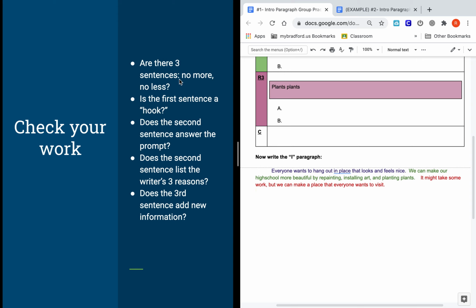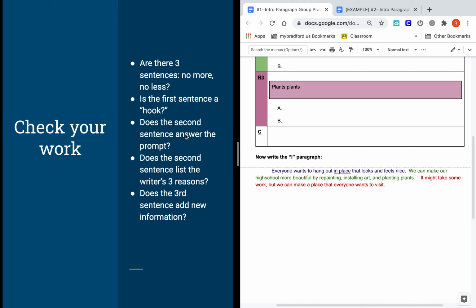So here's some guidelines to make sure we did it right. Are there three sentences? No more, no less. So yes, one, everyone wants to hang out in a place that looks and feels nice. That's one sentence. We can make our high school more beautiful by repainting, installing art, and planting plants. That's two sentences. And lastly, it might take some work, but we can make a place that everyone wants to visit. So three sentences, good. Next, is the first sentence a hook? Yes, it is. It gets the reader's attention and makes them think about nice places.